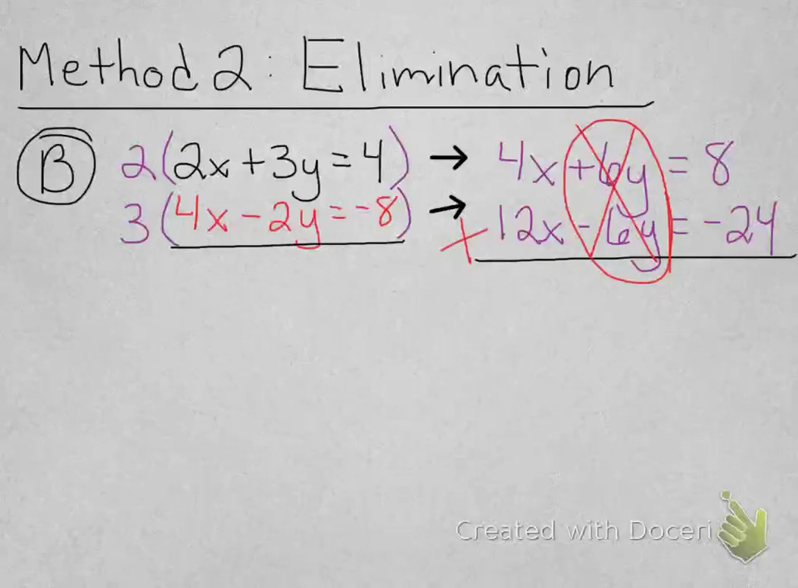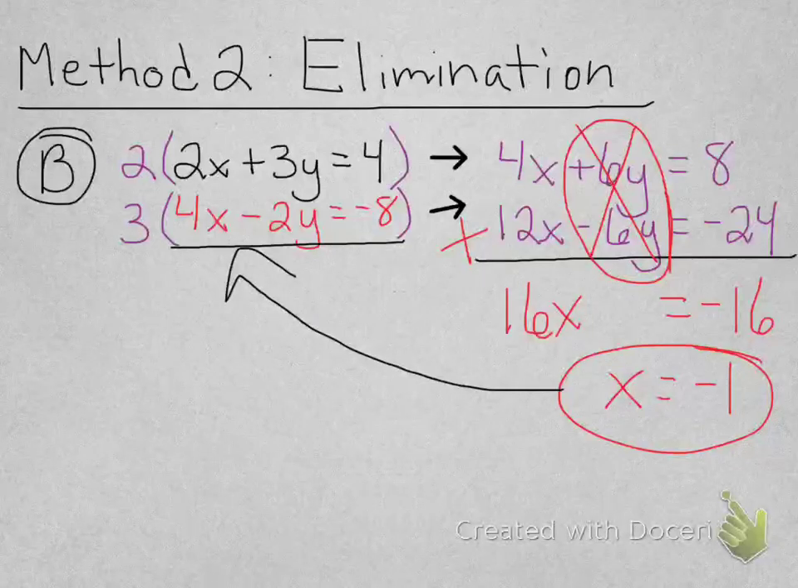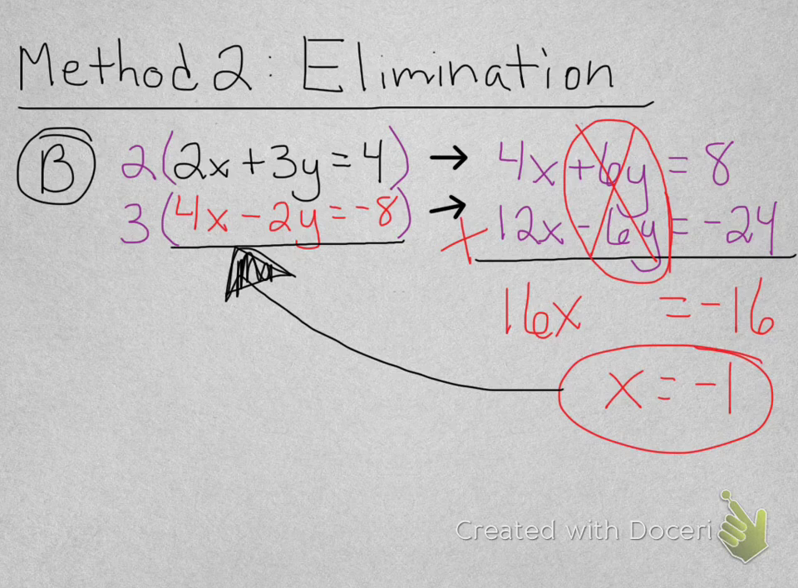So 4x plus 12x gives me 16x is equal to a negative 16. And therefore x must be equal to a negative 1. And again, same story, second verse. If x is equal to a negative 1, I'm going to plug that back into one of the original equations. It does not matter which one. Pick whichever one you want. Again, I'm going to go with the first one, just because it came first.